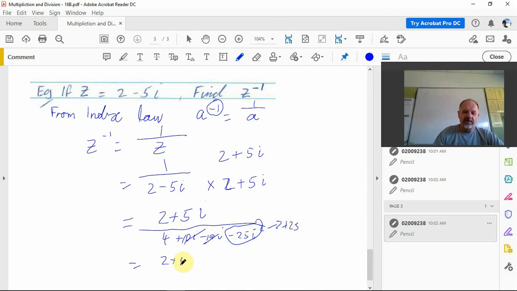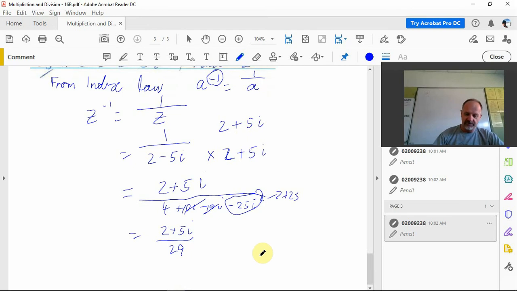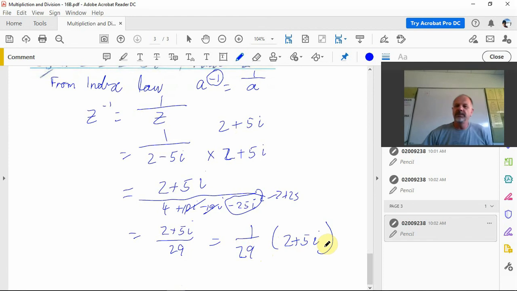So you've got 2 plus 5i over 29, which you might write as 1 over 29, and in brackets 2 plus 5i, for our answer. All right, so there's multiplication and division. So we're using some of the same processes and things that we've done in the past. We're now just applying those to be able to multiply and divide complex numbers.